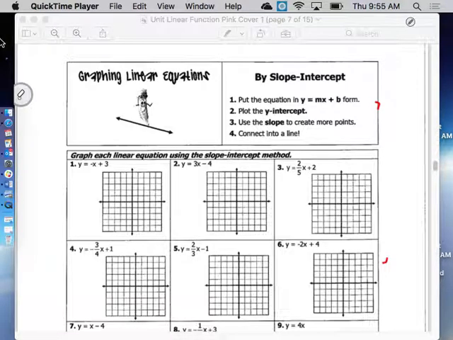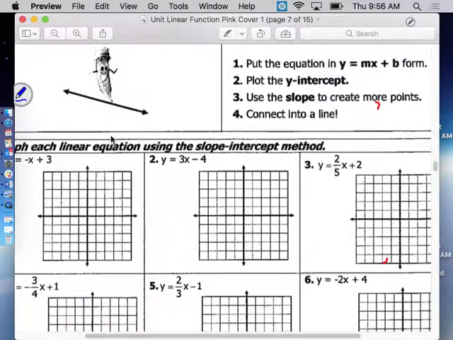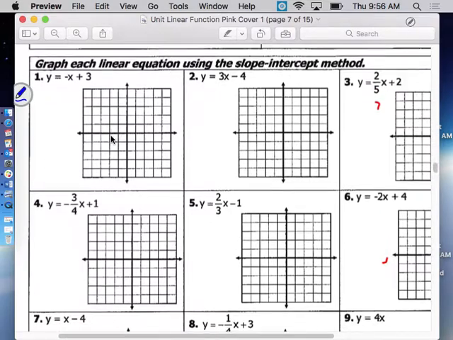This video is going to review graphing from slope-intercept form. Let's look at a few of these together, just as a little review. Chances are you probably learned this last year.